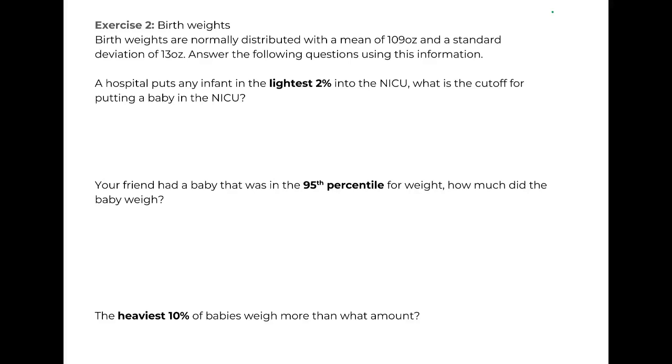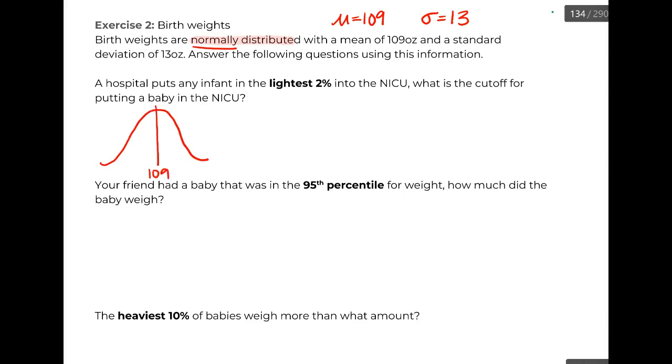All right, so exercise 2 gives us an example of the inverse version of this. So let's just read through the questions down. We have birth weights are normally distributed. Like I said, you'll always have this keyword letting you know we're doing something with the normal curve, with a mean of 109 ounces and a standard deviation of 13 ounces. Answer the following questions using this information. So we already know whatever we're doing, we can draw a beautiful curve centered at 109.